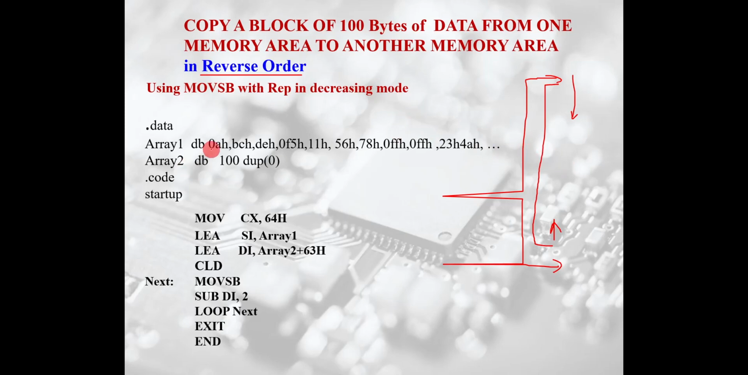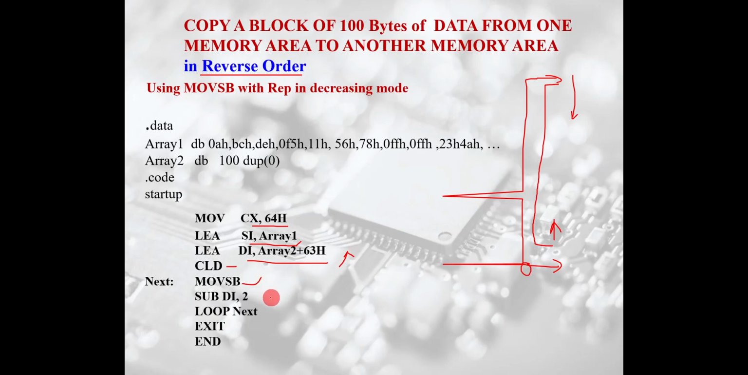If that is to be done, then you can just modify this like this. The count remains 32. In SI you are bringing array 1, and in DI you are taking the last location. Clear D is going to make it the incrementing order.